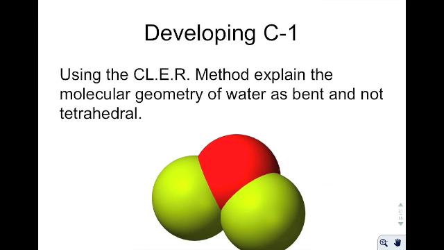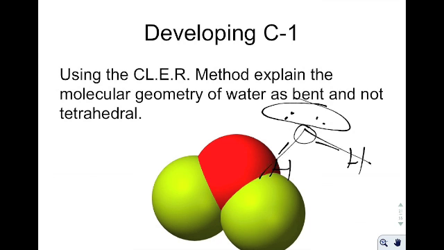Example says, using the clear method, explain why the molecular geometry of water is bent and not tetrahedral. So if you were to look at it, remember we have the oxygen. It's going to have 1, 2, 3, 4, and then 5, 6, 7, 8. So its structure looks something like this. So if you were to look at it from the electron domains, we would say that its electronic geometry, taking into account all the electron domains, would be tetrahedral. But if you were to look at the molecular geometry, we now remove these things and we say that this is clearly a bent molecule. So if we're using the clear method, we would say that it's bent.